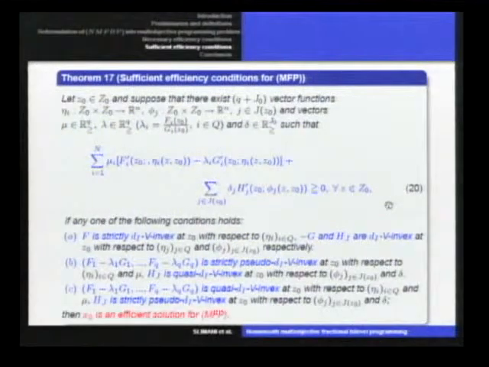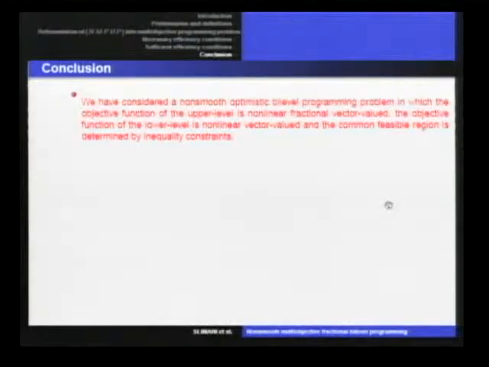We have also obtained sufficient efficiency conditions for a feasible solution to be an efficient solution for MFP under generalized invexity, which is given by the following theorem. As a conclusion, we have considered a non-smooth optimistic bilevel programming problem in which the objective function of the upper level is nonlinear fractional vector valued. The objective function of the lower level is nonlinear vector valued, and the common feasible region is determined by inequality constraints.